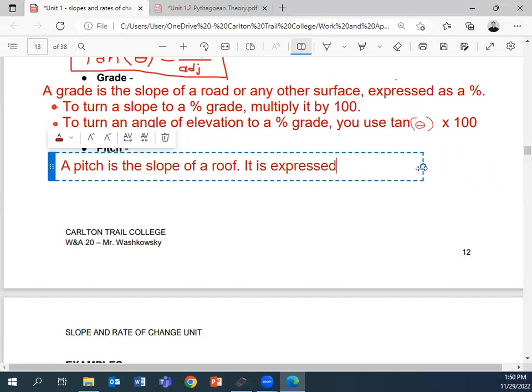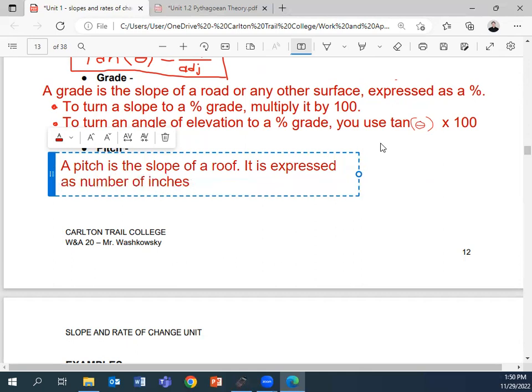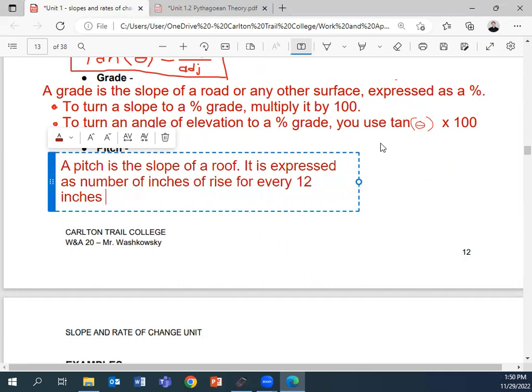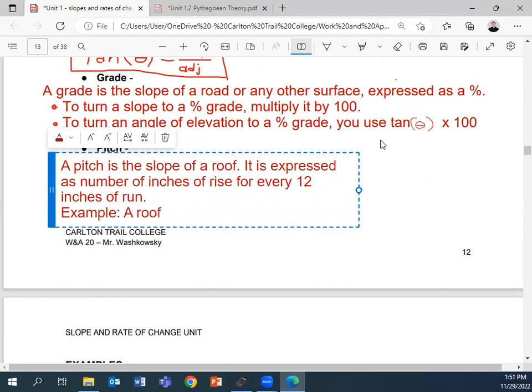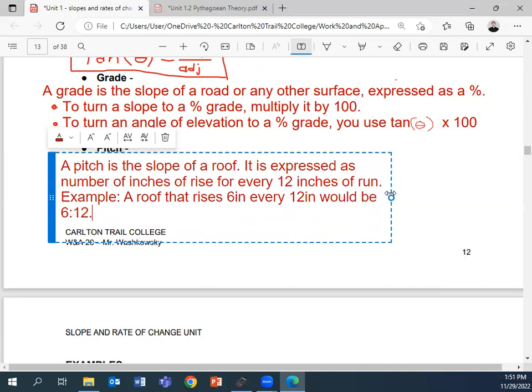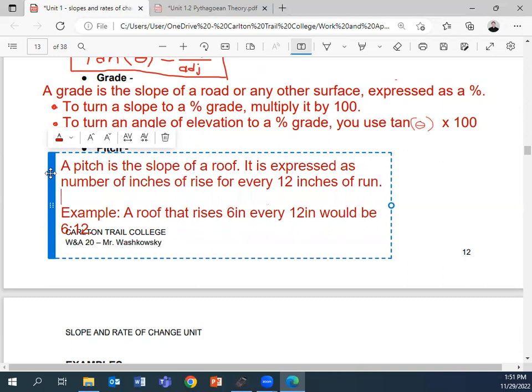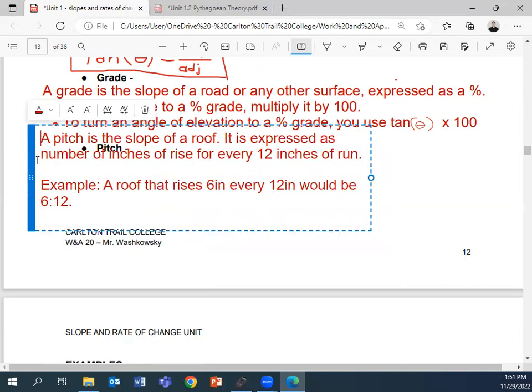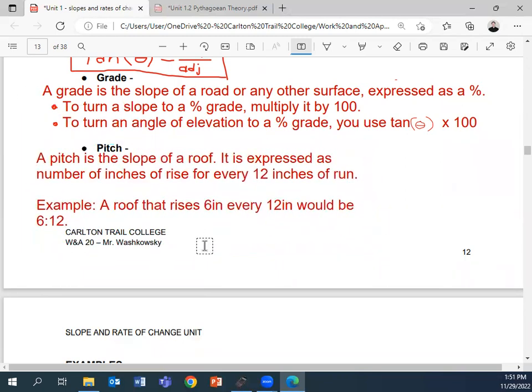Make sure you leave a little bit of space on this right side, because you're going to be drawing something in a second. It is expressed as a number of inches of rise for every 12 inches of run. So for example, a roof that rises 6 inches every 12 inches. It is expressed as a ratio, you betcha.